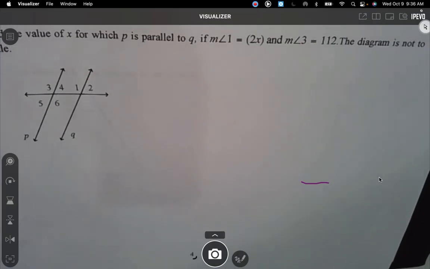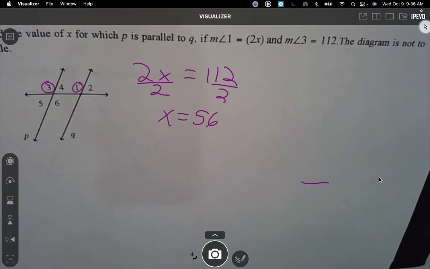Okay. It says, if angle 1 is 2x and angle 3 is 112, what's the value of x? Y'all, I just did a problem just like this, didn't I? So 2x is equal to 112, right? Because these are the two angles. They're corresponding, so aren't they equal? How do you solve? Divide by 2, and so what do we get for x? 56. X is 56.